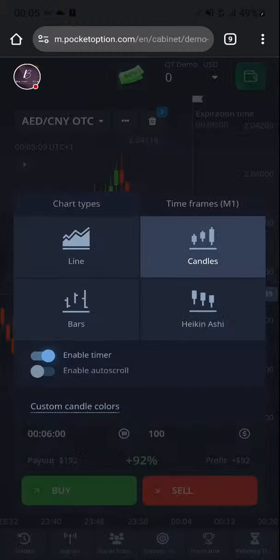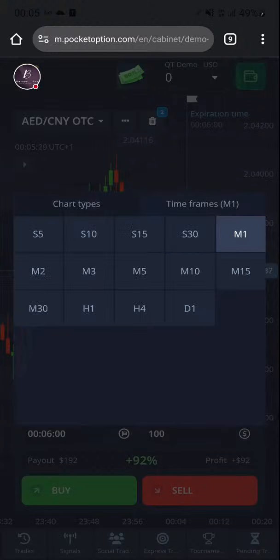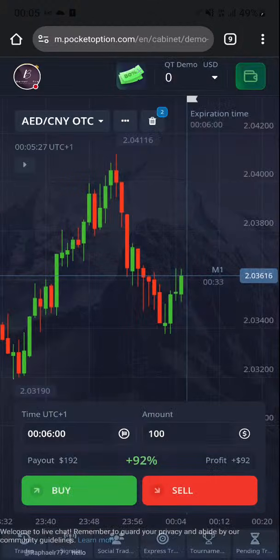So we'll start with the chart type here, and we're going with the candlestick chart type. You understand? And we're going to enable this timer and disable this auto scroll thing. Then we'll move to the time frame section. We'll go in with M1 time frame.